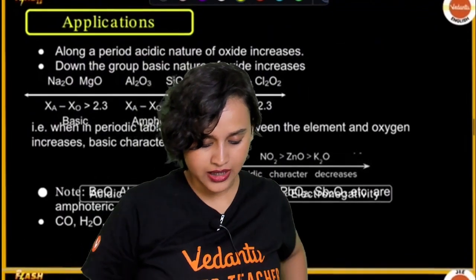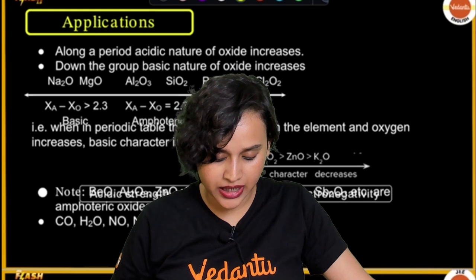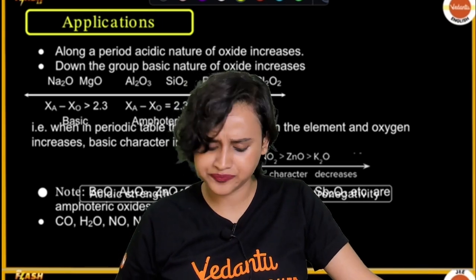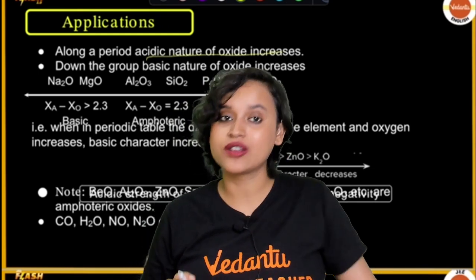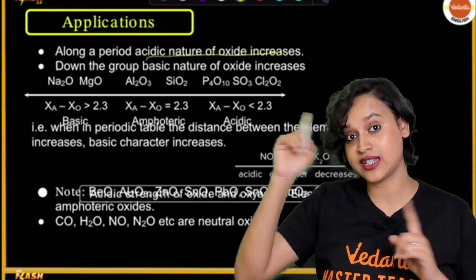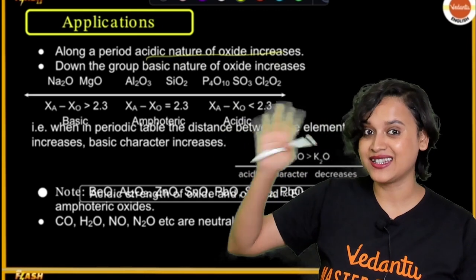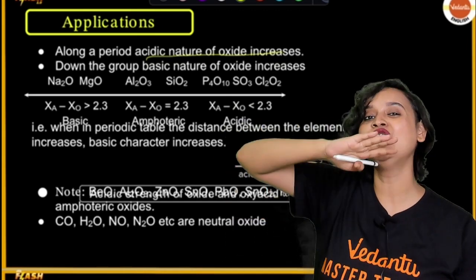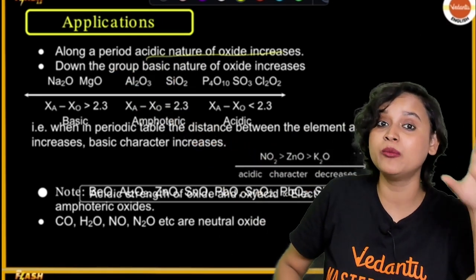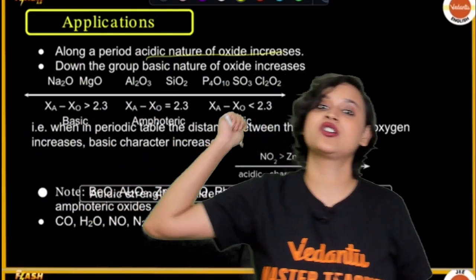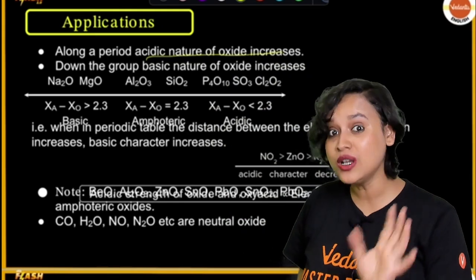Now, some more applications are also there. We already know these applications, I believe. We also know that along a period, the acidic nature of the oxide increases. Yes, that we have studied in the p-block elements and in other chapters as well. Why? Because you are shifting from metallic oxides to non-metallic oxides, and non-metallic oxides are acidic in nature, while metallic oxides are usually basic in nature.